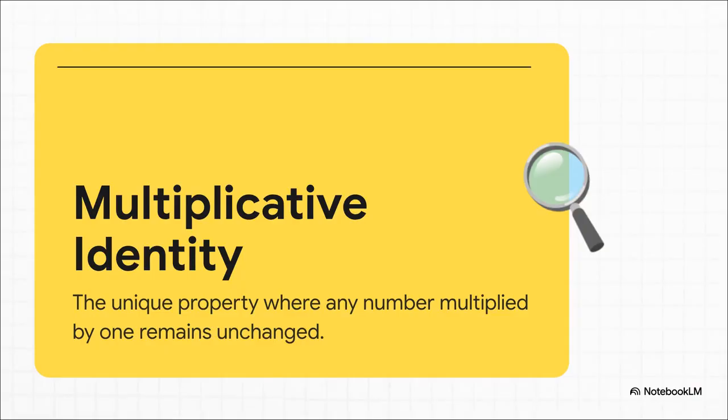So in math, one has this really cool superpower. It's called the multiplicative identity. All that really means is that any number you can think of, you multiply it by one and it stays exactly the same. Now, this isn't some minor detail. It's the anchor that makes our entire number system stable and predictable. It's the silent, unchanging reference point for every single calculation we make.